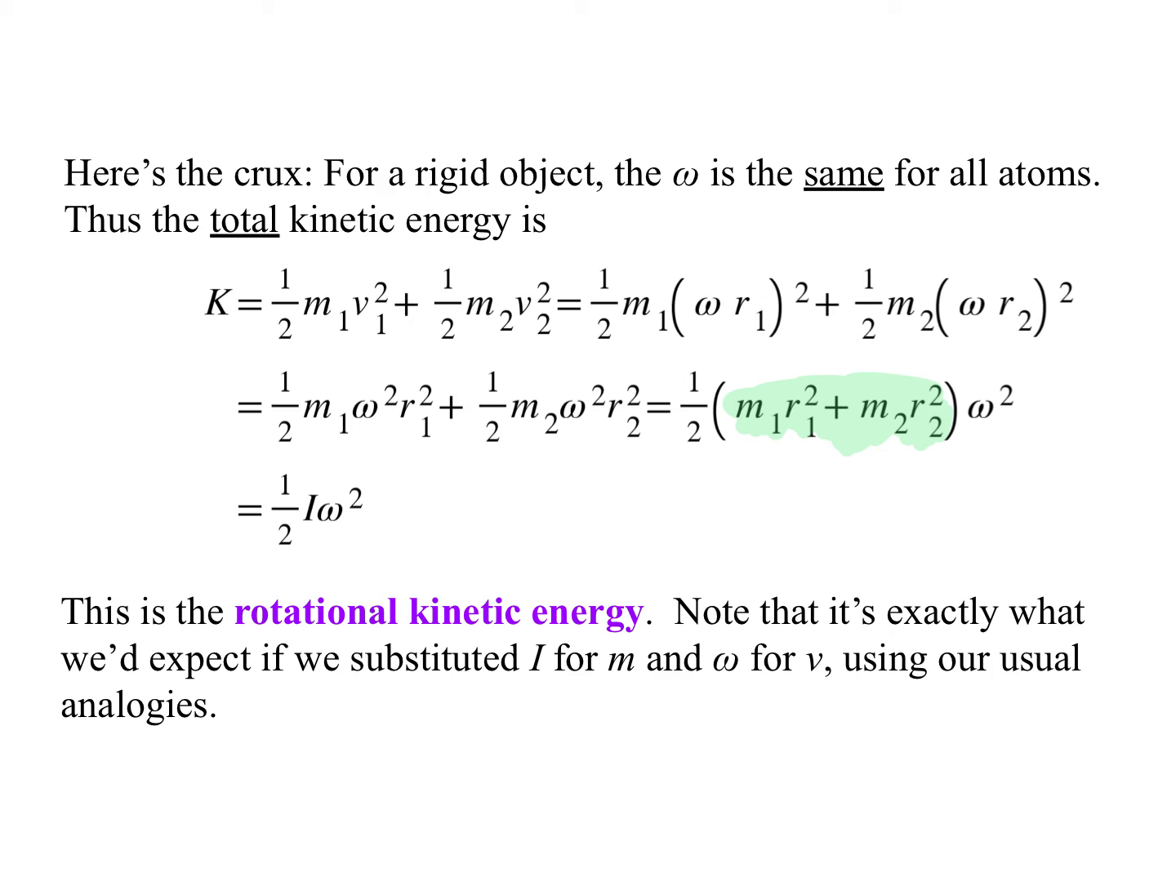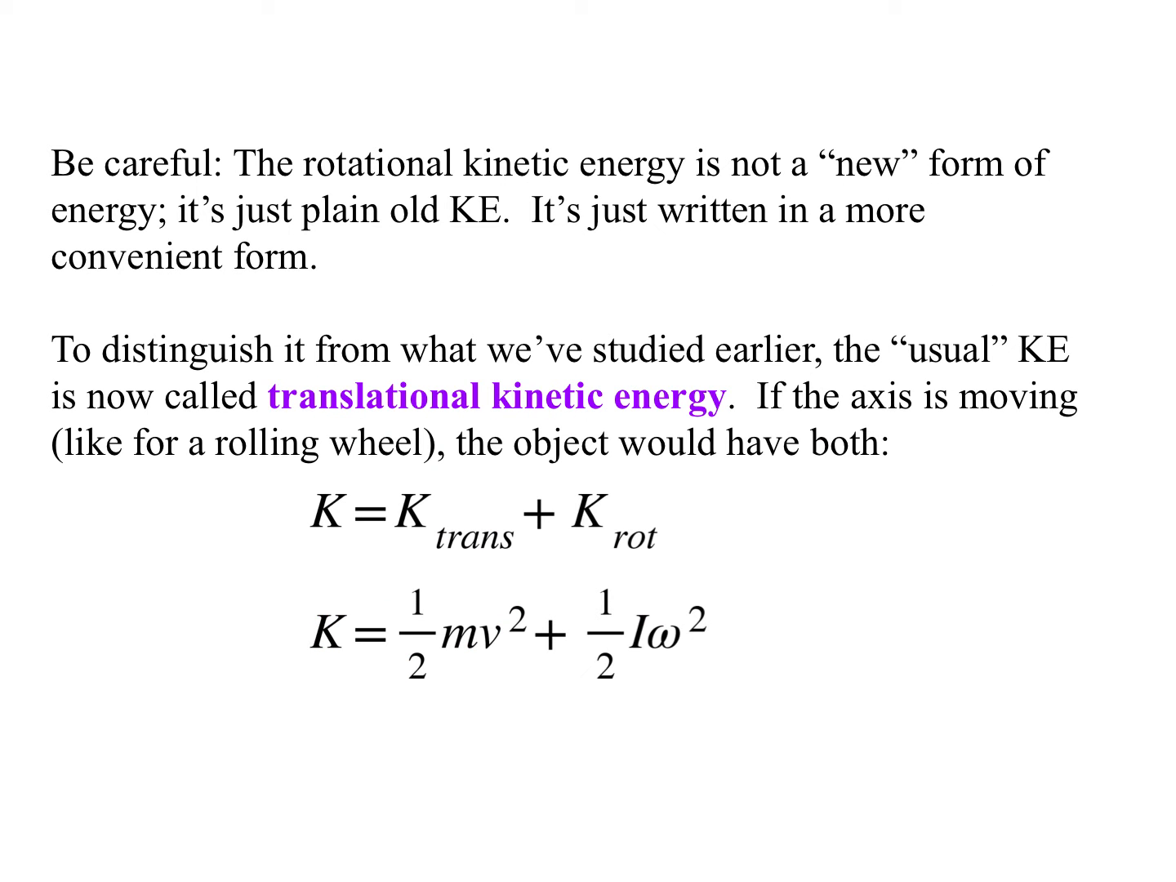Notice that our expression is exactly what we'd expect if we start with K equals 1/2 mv squared and replace everybody with the rotational equivalent, replacing m with I and v with omega, and we get to the same place. But be careful. The rotational kinetic energy is not a new form of energy. It's just plain old kinetic energy. It's just dressed up a little bit differently. It's written in some more convenient form.